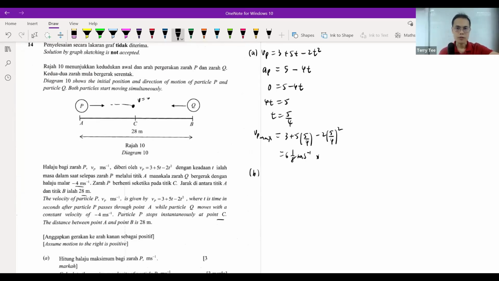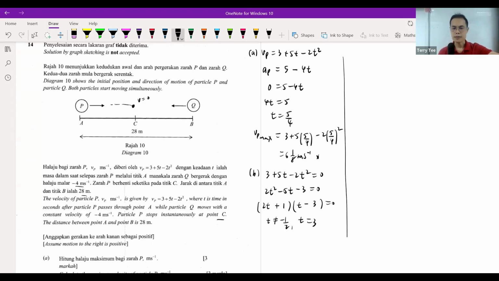Right? We know the velocity is 0. We let our VP be 0. Rearrange this equation so that you can factorize it. Double bracket, 2 times 3 is 6. What's the factor? We should use 6 and 1, minus and plus. So t cannot be negative half. T should be 3. Okay, so at the time t equals 3, the particle stops instantaneously.